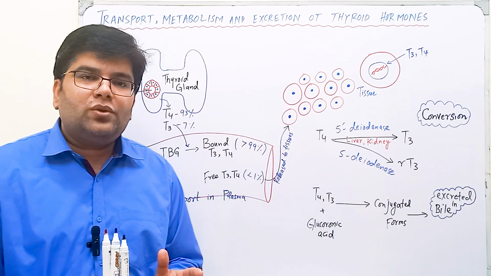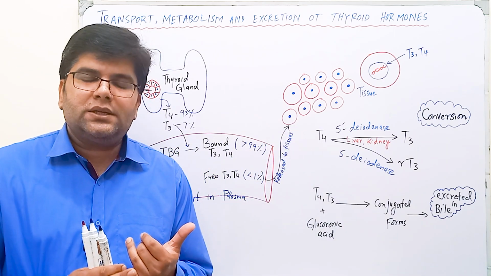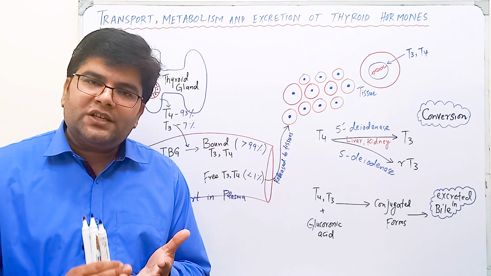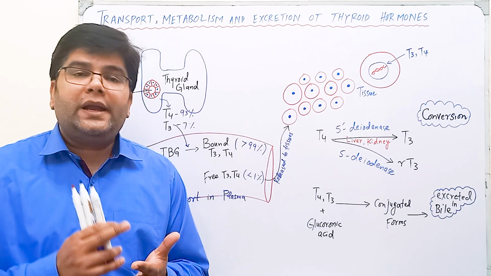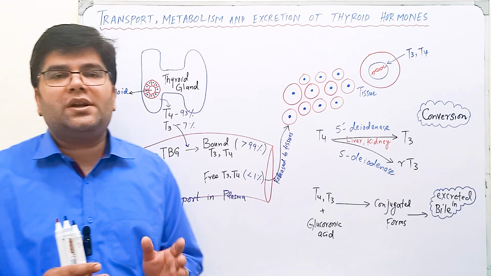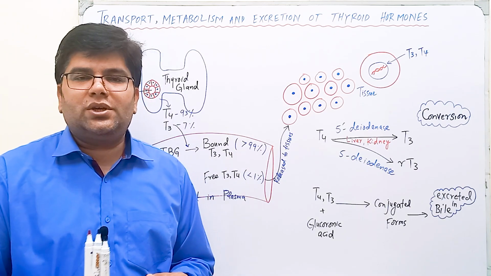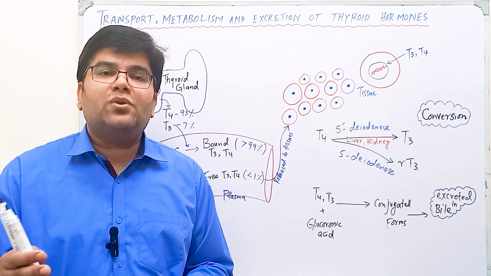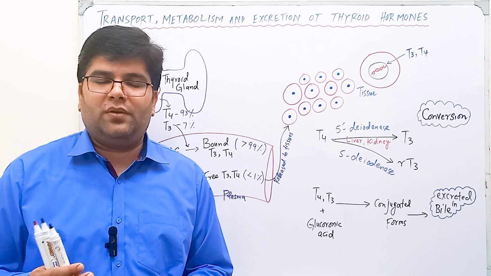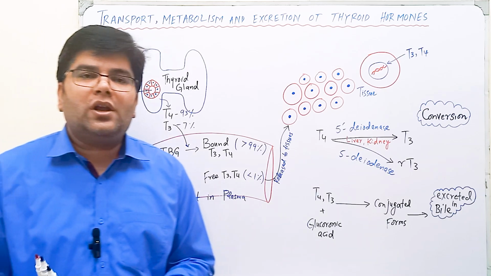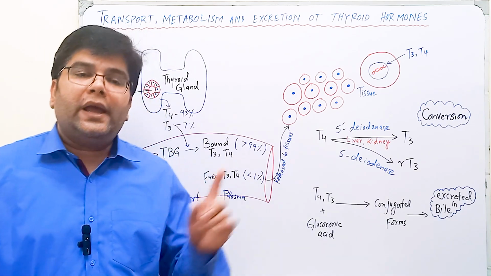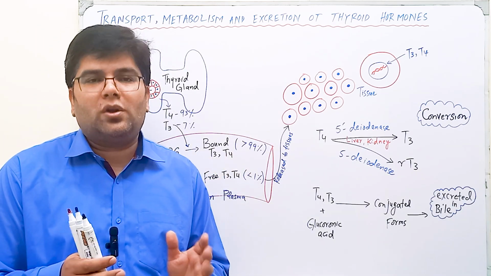Now, I would like to summarize some of the important features of these lipid soluble hormones T3 and T4. I would like to compare the synthesis, storage, transport, metabolism, and excretion of thyroid hormones, which are derived from the amino acid tyrosine, and compare these features with another derivative of tyrosine, which is epinephrine and norepinephrine. As you know, epinephrine and norepinephrine are water soluble hormones, and T3, T4 hormones are lipid soluble hormones.